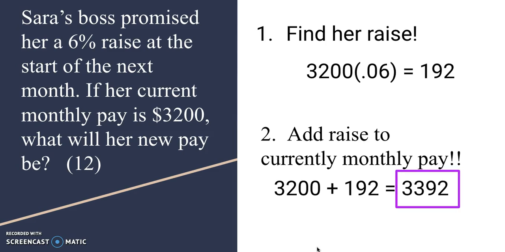Shortcut version, for those of you who like shortcuts, we know that in a month she's going to get her whole paycheck plus the extra 6%. So what you could do here and skip this second step is you take 3,200 and you multiply it by 1.06, because that's saying you get one whole month plus an additional 0.06, which would then give you the 3,392.